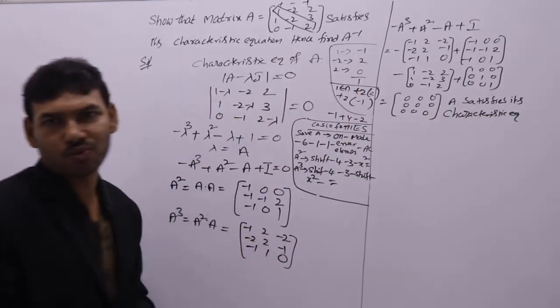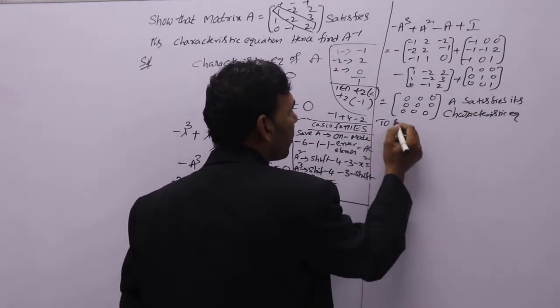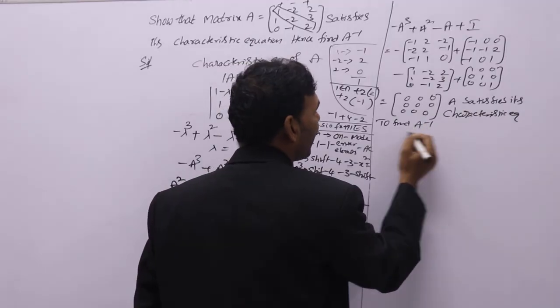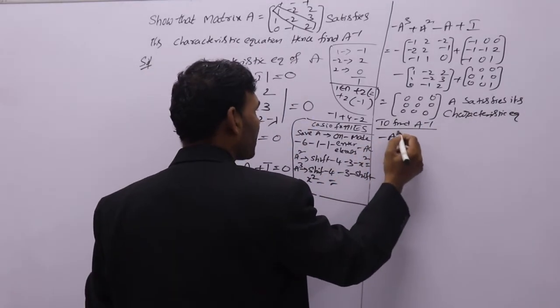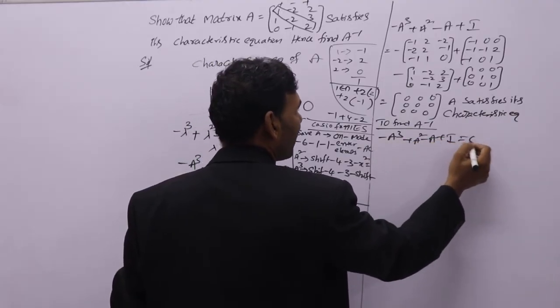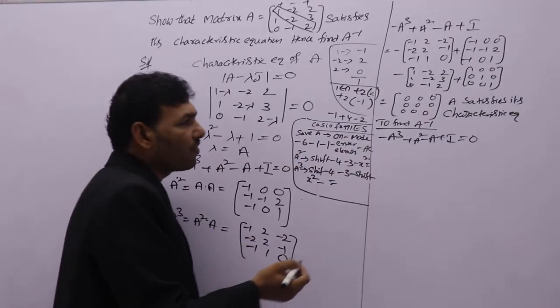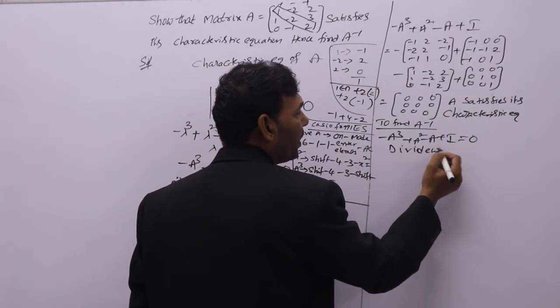So one part is over. Next we need to find A inverse. To find A inverse, write the characteristic equation in A: minus A cube plus A square minus A plus I equal to 0. Multiply this with A inverse, or divide with A.